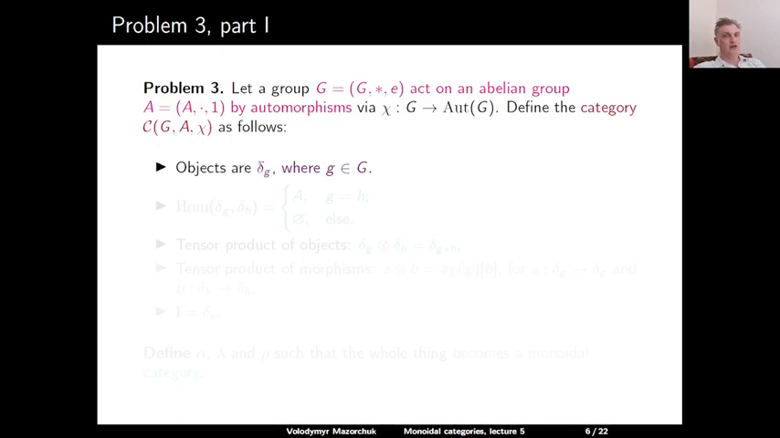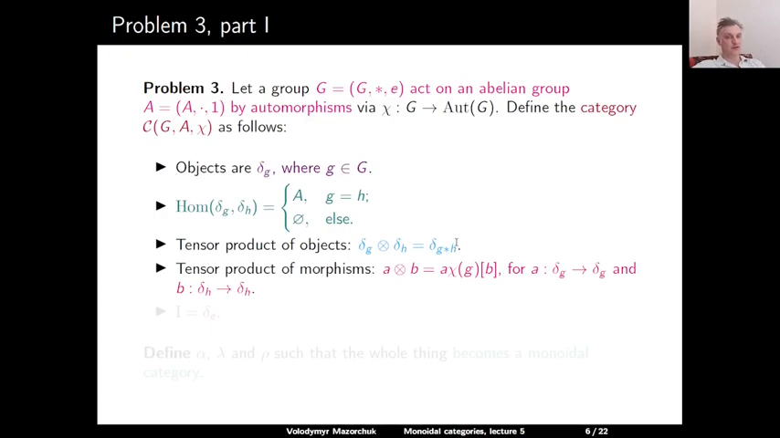The objects of this category are symbols delta sub g, where g is an element in G. The set of all morphisms from delta g to delta h is empty if g and h are different, and the set is equal to A if g is equal to h. Then the composition of morphisms is given by the group operation in A. The tensor product of objects is given by the group operation in G. So tensoring delta g with delta h gives us delta of g star h.